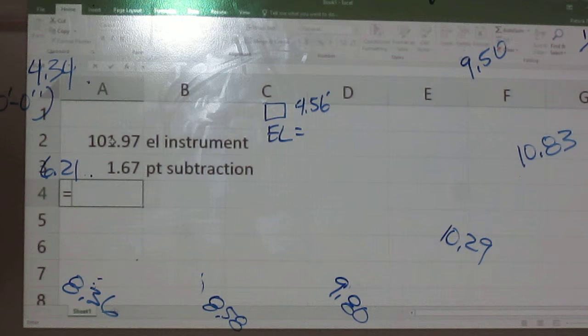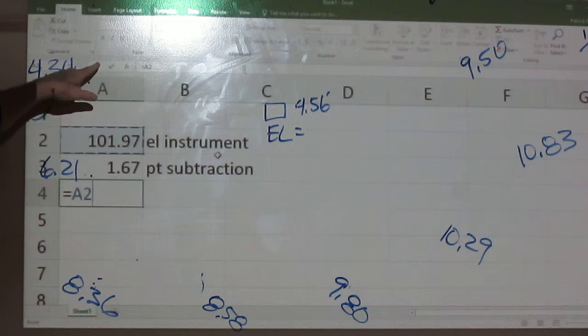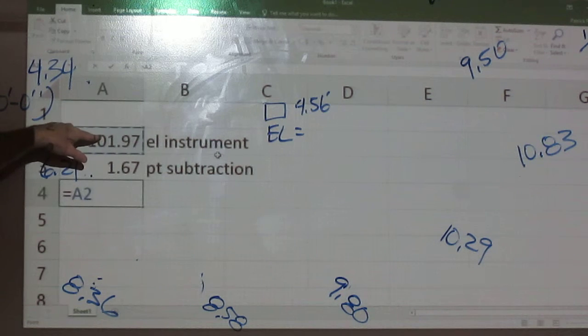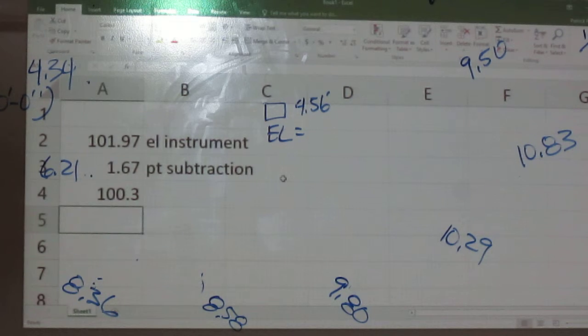Then as soon as you do that, just use your mouse and click on the top one. And you'll see, like on mine, it puts in A2. What that means is I'm in column A, row 2. So it's looking for data in that location. Okay. Now, once you hit that, hit the minus sign. And click on the one right above it, or you can just type A3. Hit enter. There's your elevation. So you should have 100.3.